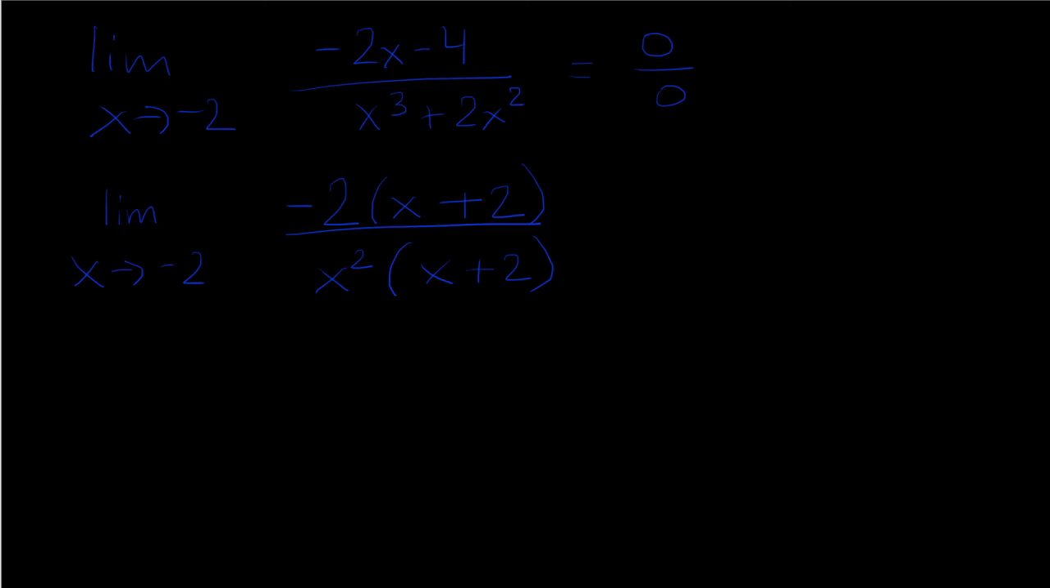The x plus 2's will cancel. So I'm left with negative 2 over x squared. I plug in negative 2. Here we have to be careful with the negative, because we're going to be squaring the negative here. So this negative will be squared. So we get negative 2 over 4, which is negative 1/2.